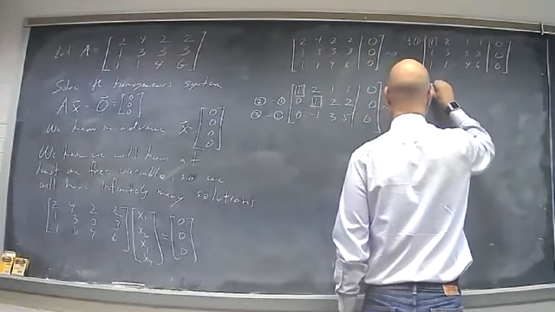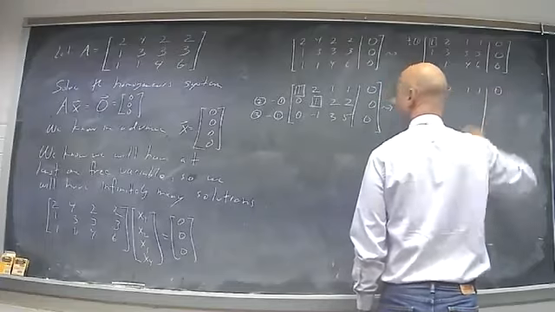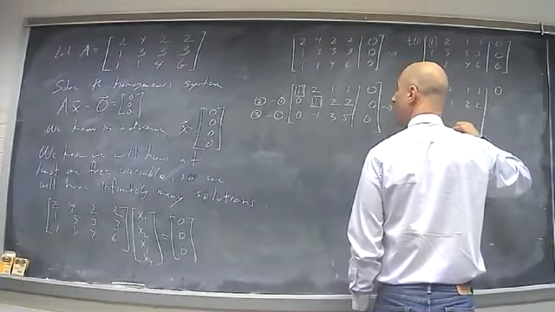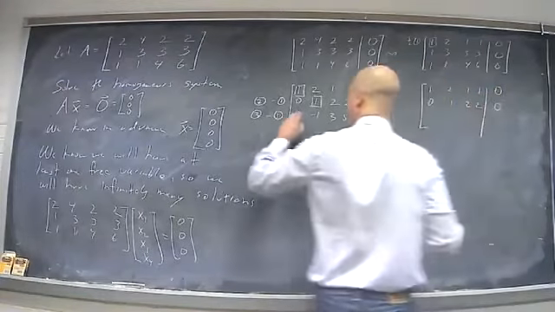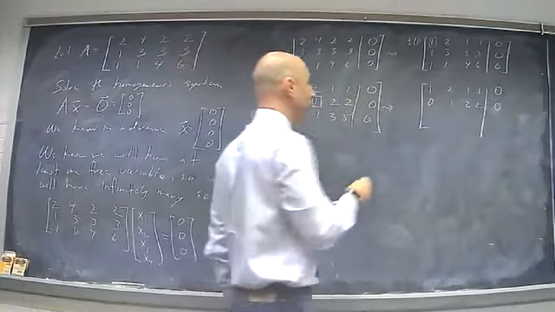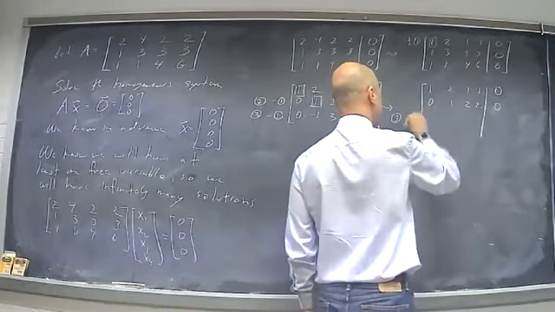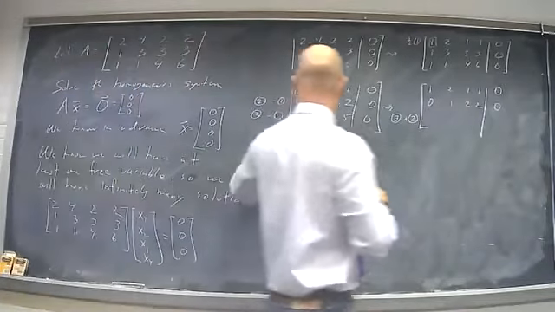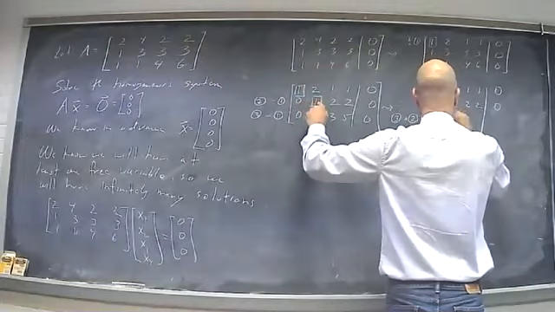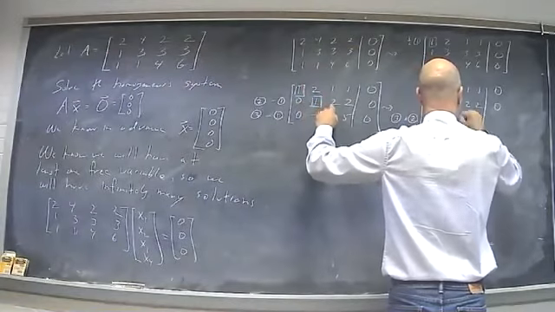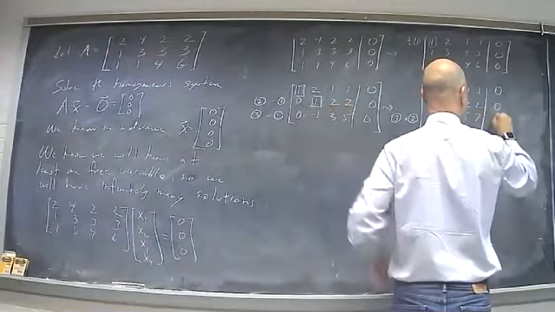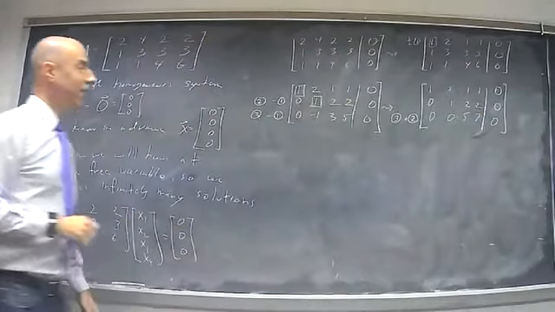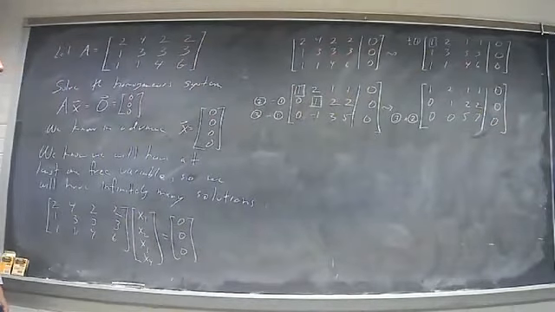So I'll leave row 1 alone for now. 1, 2, 1, 1. I'll leave row 2 alone for the moment. 0, 1, 2, 2. And I will take row 3 and add 1 times row 2. So I end up with 0, 0, 5, 7. Ugh. Okay, my poor choice of numbers, I can see I'm going to end up with kind of ugly fractions sooner or later. I guess I'll just live with that.